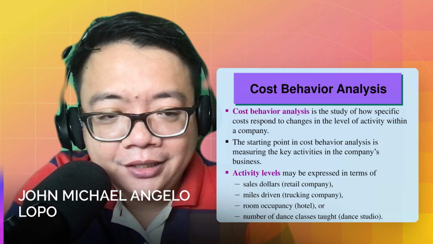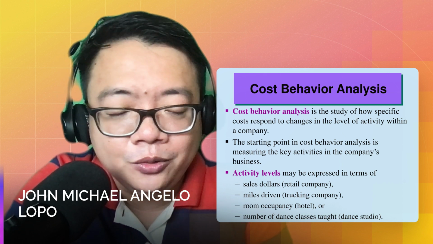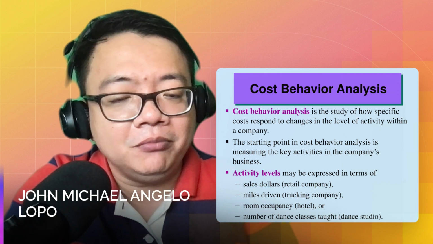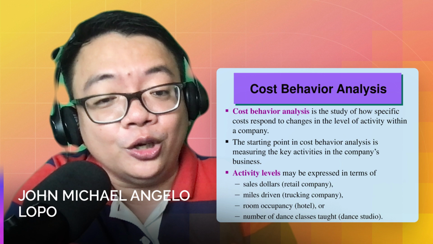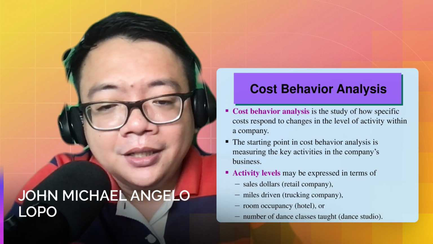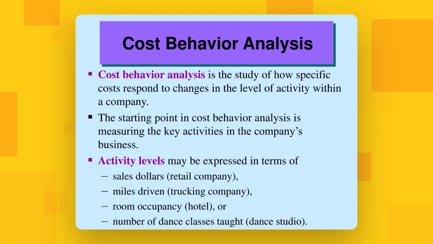Of course, if you are in school, like LSU, UM Manila, San Beda University, Ateneo, it would be the number of enrollees that will take BS Accountancy or any other course. That would be your activity level. All right.